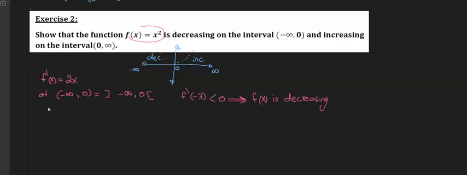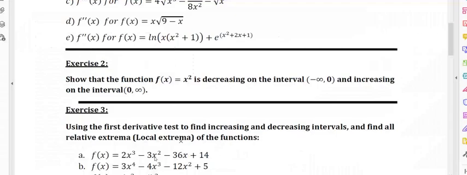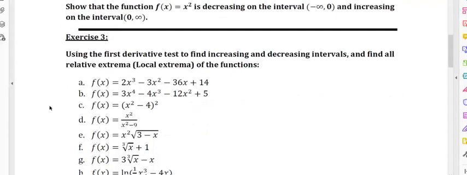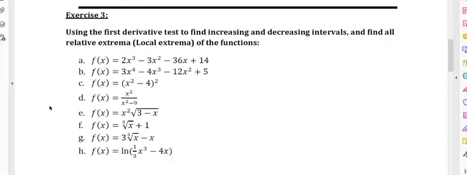Very well. And at the other interval, which is from 0 to infinity, for f dash, let's pick any point, for example 100. We don't need the exact value, we need the sign. It's going to be positive, bigger than 0. Therefore, we conclude that f of x is increasing. Okay. Very well. Let's take the next exercise: using the first derivative test, find the increasing and decreasing intervals and find all the relative, local extrema of the function.